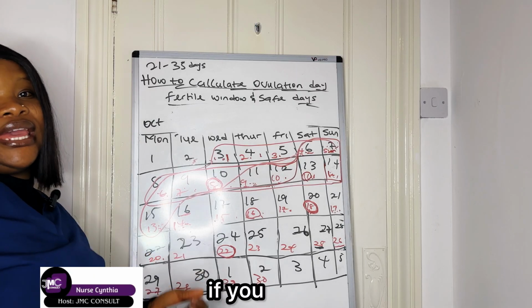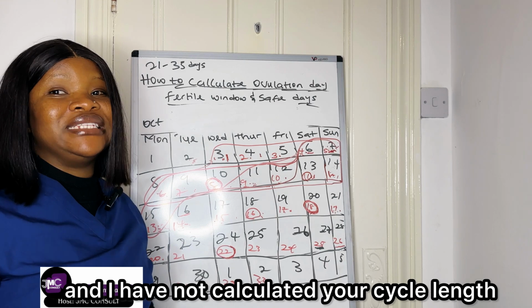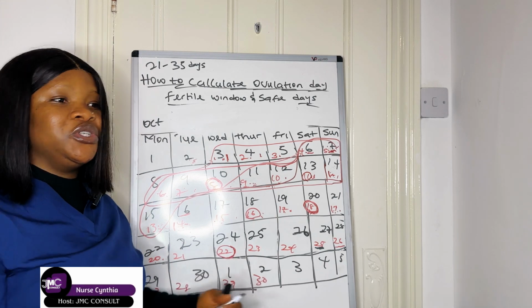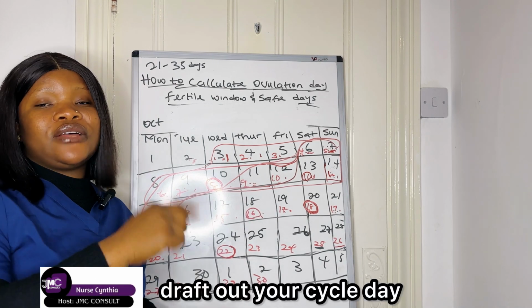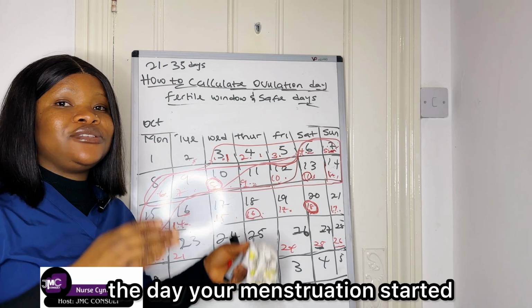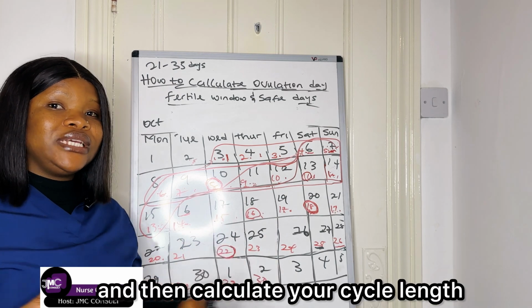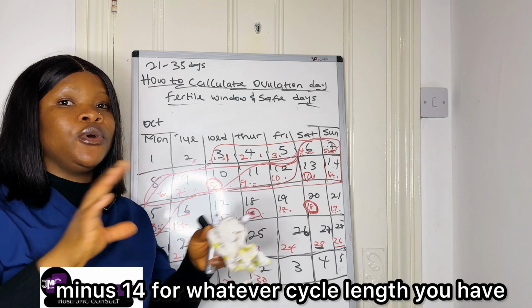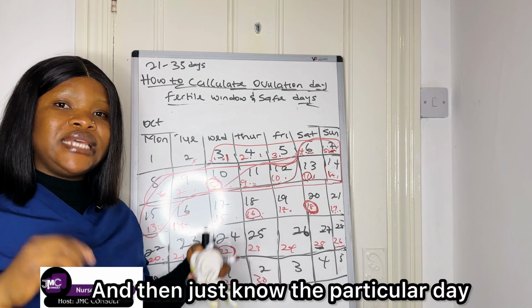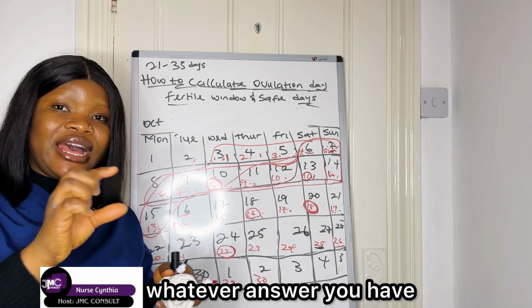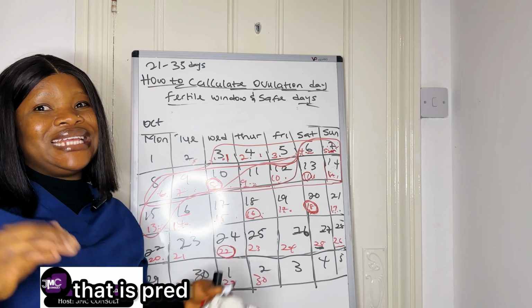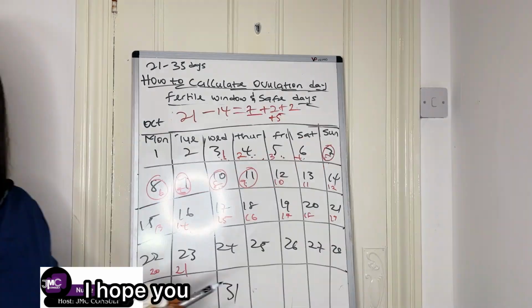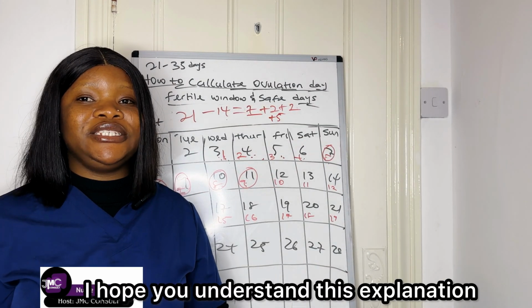I'm sorry if you are here and I have not calculated your cycle length. I think this should be a walkover for you. Just have a calendar, draft out your cycle days, the day your menstruation starts, and then calculate your cycle length, and then minus 14 from whatever cycle length you have, and just know the particular day, whatever answer you have, that it is that day that is predicted to be your ovulation day. I hope you understand this explanation.